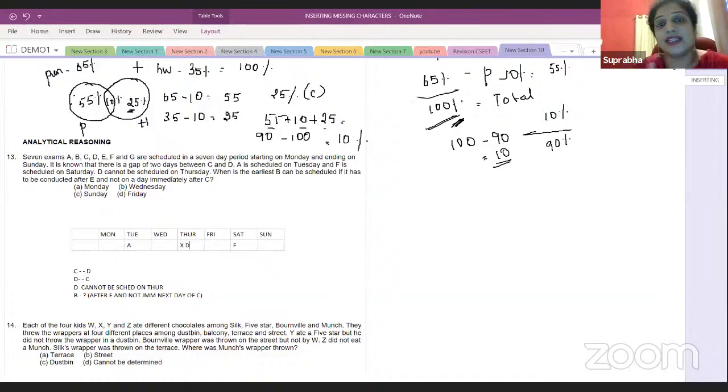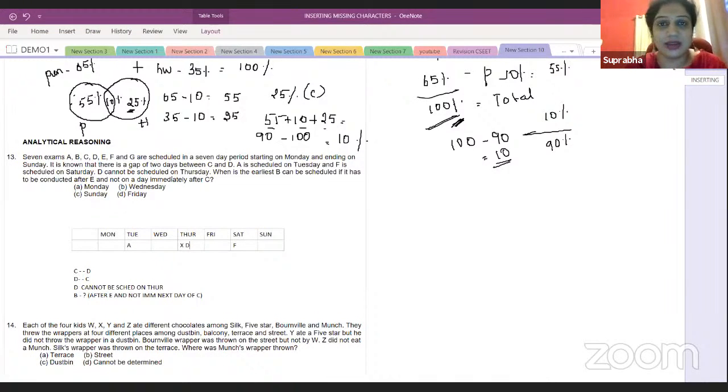It means two conditions, I repeat. One, it has to be conducted after E. B exam has to be conducted after E. Second, B exam should not be conducted on a day immediately after C. That is C and B. B should not be preceded by C. Simple as that. Okay, the situation again, I'll tell you.